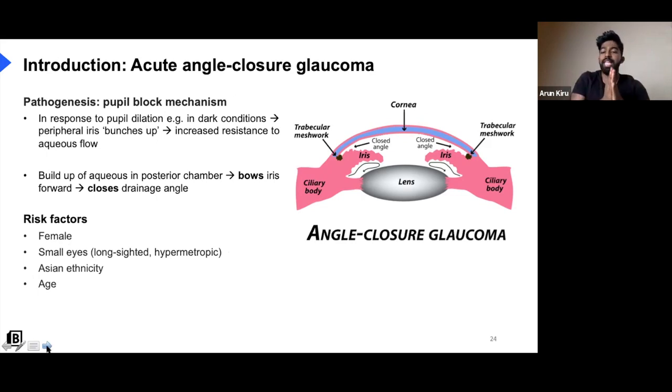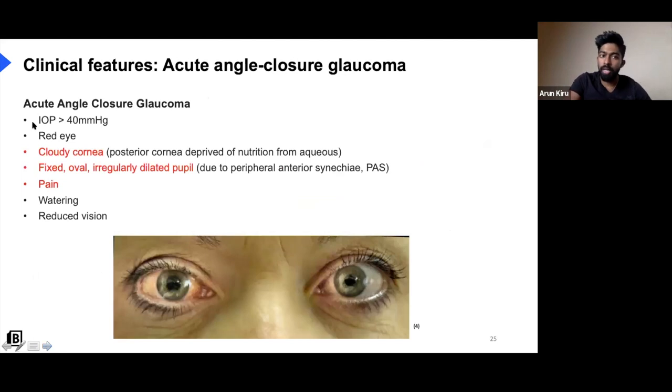So at one point, suddenly the angle shuts, and then you get this pain, the vomiting, all those signs, which are an intraocular pressure of more than 40. Normal is usually 12 to 21. So 40 is very high. The eye is red. The cornea becomes cloudy.